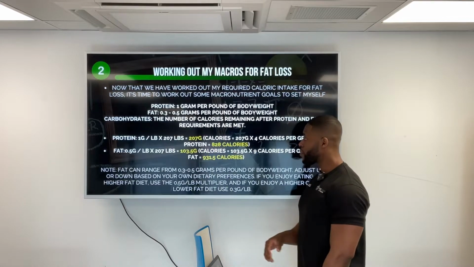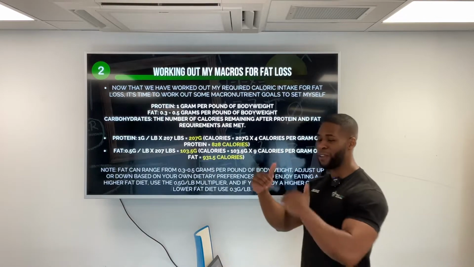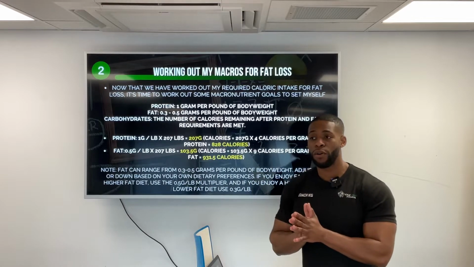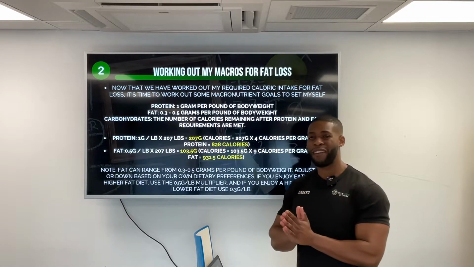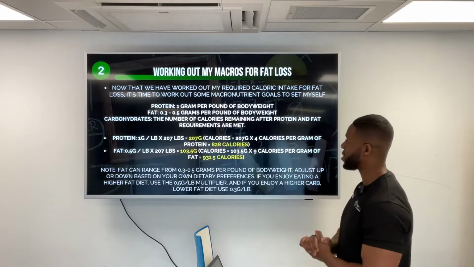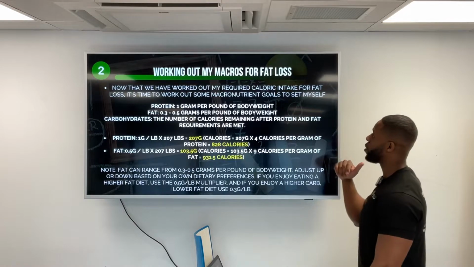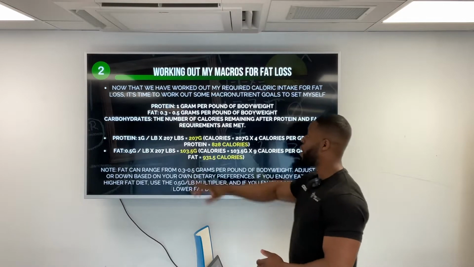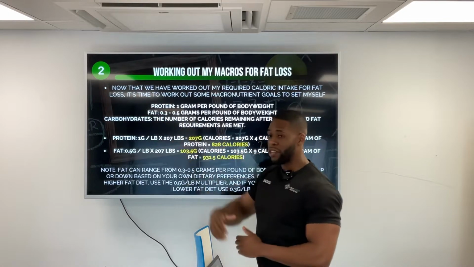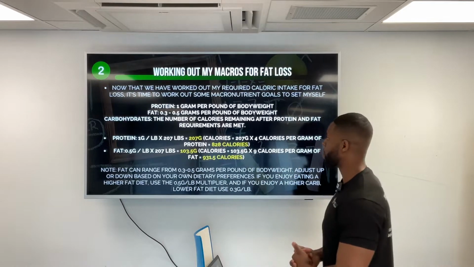So, on to the next stage. This is where we level up a bit. We've worked out the calorie requirements. We're going into the macro requirements this time. So now that we've worked out my required calorie intake for fat loss, let's look at the numbers here. So, protein, fats, and carbohydrates are the macronutrients we have to focus on.